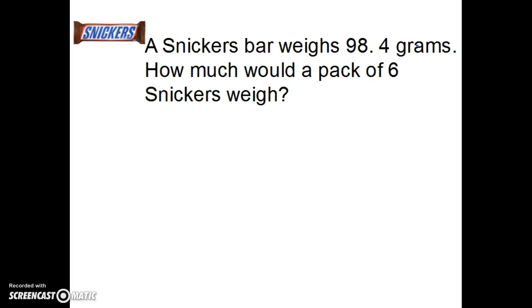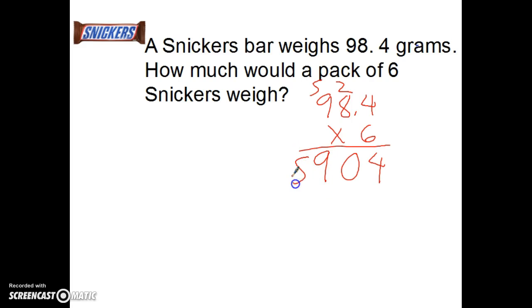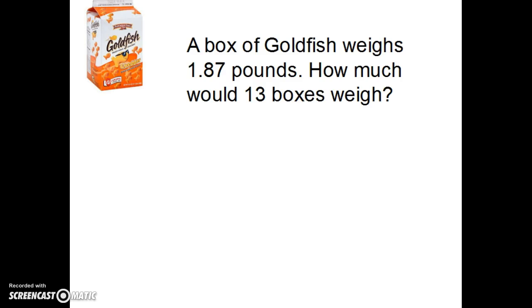Alright, we're buying a 6-pack of Snickers. Each Snickers weighs 98.4 grams, so 98.4 times 6. 4 times 6 is 24. 48 plus 2 is 50. 9 times 6, 54 plus 5, 59. Only had to count over 1 spot, 590.4 grams. I know that seems like a lot. A little bit over a pound. Stop the video when you try it again.